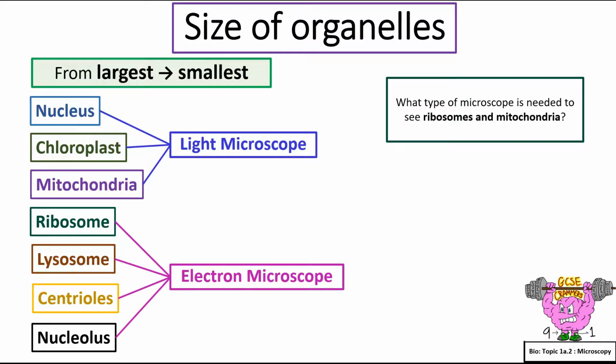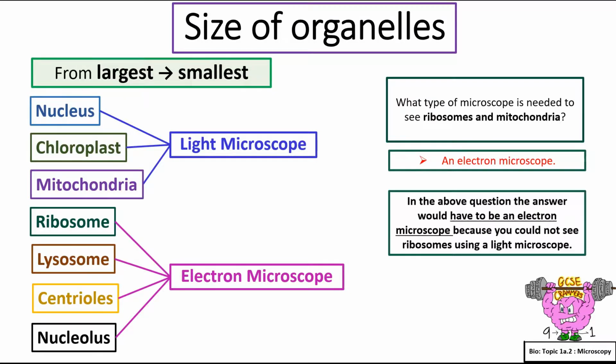What type of microscope is needed to see ribosomes and mitochondria? An electron microscope would be used to see ribosomes and mitochondria. In the above question, the answer would have to be an electron microscope because you could not see ribosomes using a light microscope.